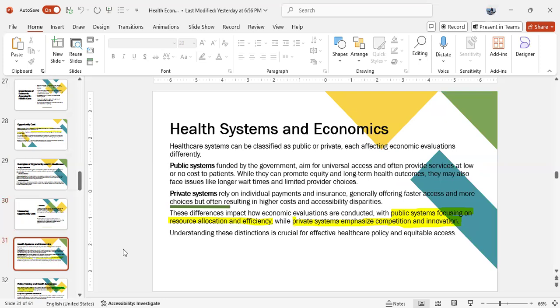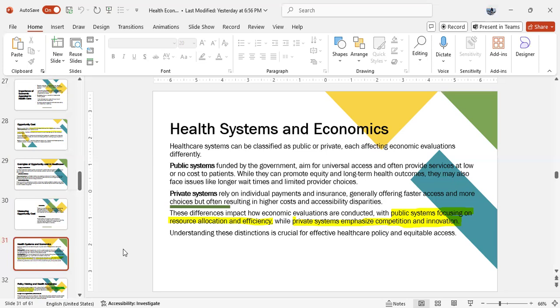Health systems and economics. Healthcare system can be classified as public or private, each affecting economic evaluations differently. Public system funded by the government aims for universal access and often provides services at low or no cost to the patient. While they can promote equity and long-term health outcomes, they may also face issues like longer wait times and limited provider choices. In comparison, private systems rely on individual payments and insurance, generally offering faster access and more choices, but often resulting in higher cost and accessibility disparities.